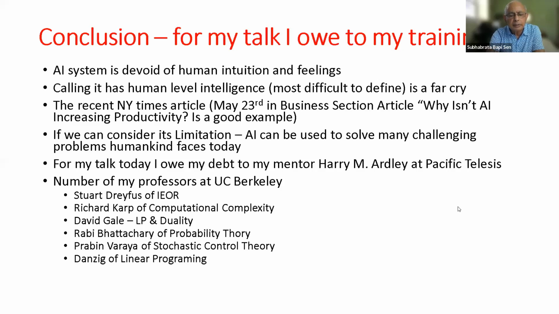For my talk today, I owe my debt to a number of people like Ardley of Pacific Telesis, a number of my professors at UC Berkeley, Stuart Dreyfus at IEEE, Richard Karp of computational complexity, David Gale of LP and duality, Ravi Bhattacharya of probability theory, Pravin Varaiya of stochastic control theory, and Dantzig of linear programming. For the problems that I face today in my research, I owe all these individuals for my training and work.